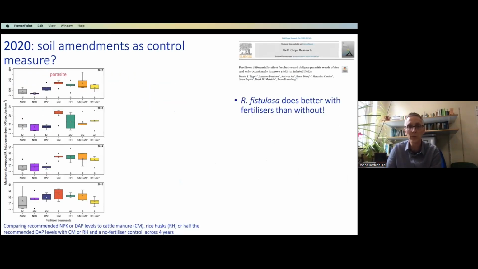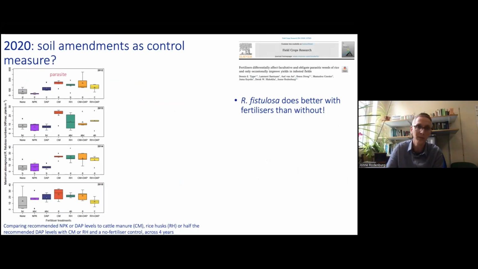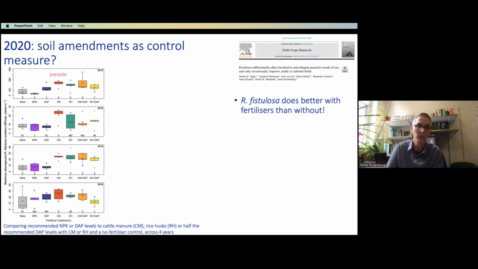Then we also looked at soil amendments. Can soil amendments be a control measure? And we looked at different types of soil amendments. We looked at mineral fertilizers, NPK and DAP, but we also looked at locally available organic fertilizers like cattle manure and rice husks. We also had treatments where we had half of the recommended rate of NPK or DAP, diammonium phosphate, supplemented by any of the organic fertilizers, cattle manure or rice husk.